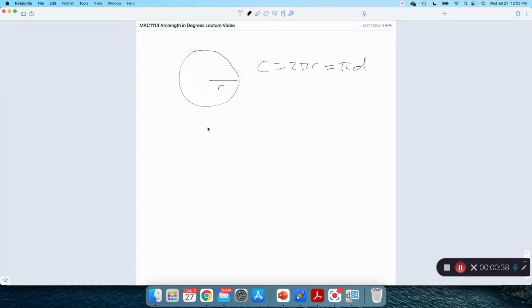What if we don't go all the way around? What if I only traverse some angle theta here? So I want this distance here that we might call s. We call theta our central angle. S we call the arc length, and it's literally the length of this little arc of the circle right there.